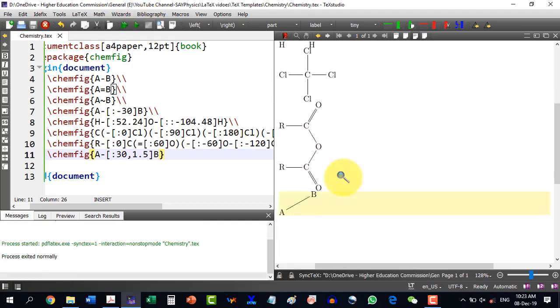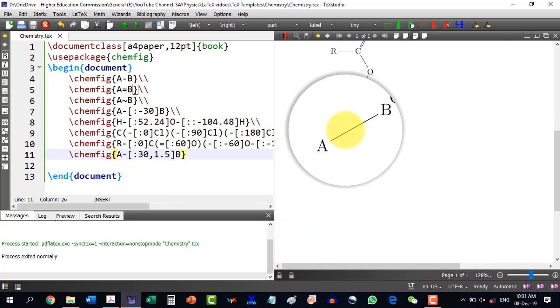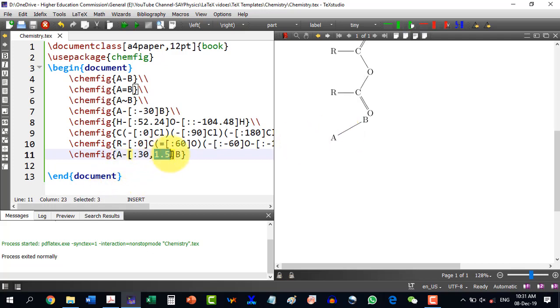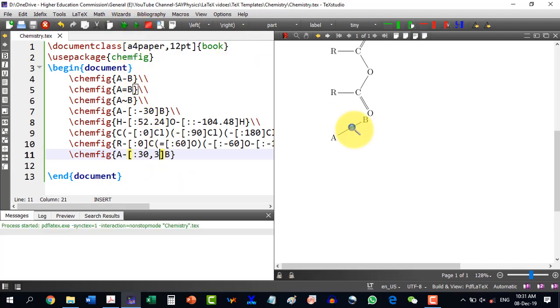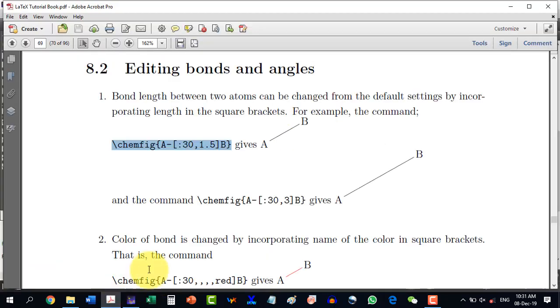and it is here. The length between A and B has increased here, so we can change this one by changing this value. Like I select 3 here, now it will become double the size of it, and you can see it has increased the bond length. So we can increase the bond length this way. In this example, it has been shown.